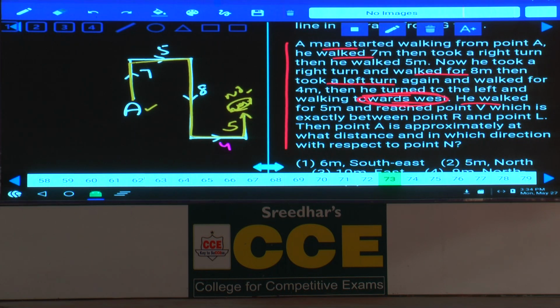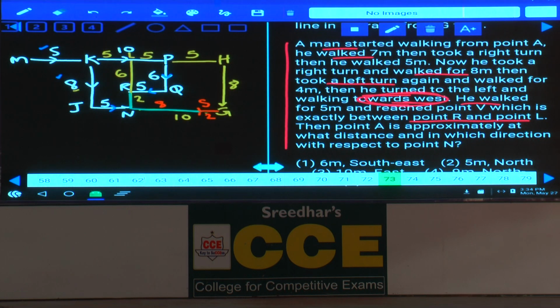V is exactly between R and L, isn't it? Now this V is exactly between what? V is exactly between R and L. As V is exactly between R and L, there is a small relation between these two. Tell me what is the distance between these two?